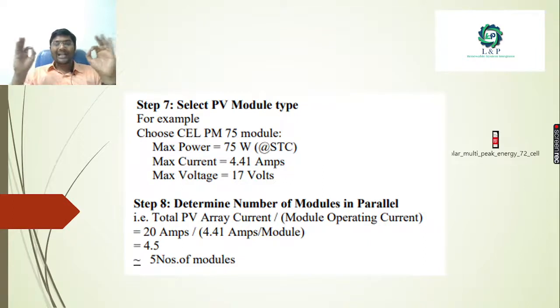Okay, and the next step, if you want to determine the number of modules in parallel connection, is the total PV array current divided by the module operating current. Say for example, if our PV array current is 20 amps and your module operating current is 4 amps, then you get approximately 4.5. You can go for a rounded value, that is 5 modules that you need to connect in parallel.